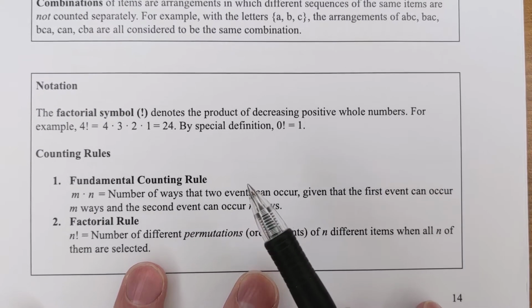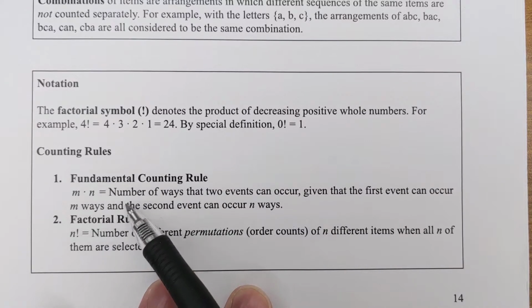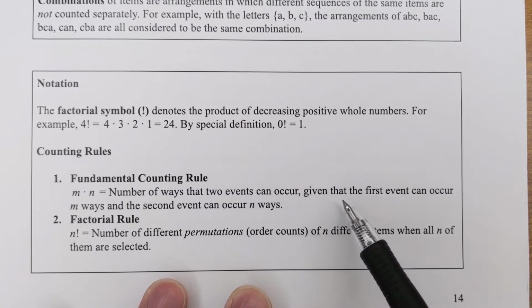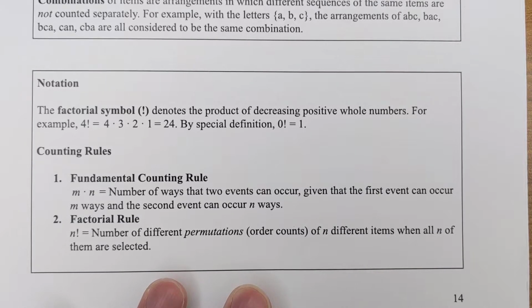So down here we've got counting rules. You have the fundamental counting rule. m times n is the number of ways 2 events can occur, given the first event can occur m ways and the second event can occur n ways. A lot of times you see this in the number of pizzas you can make. If there are 3 different sizes and 4 different toppings, and you're making a 1 topping pizza, 3 times 4 is 12. There are 12 different pizzas, small, medium, large, for each of the 4 toppings.